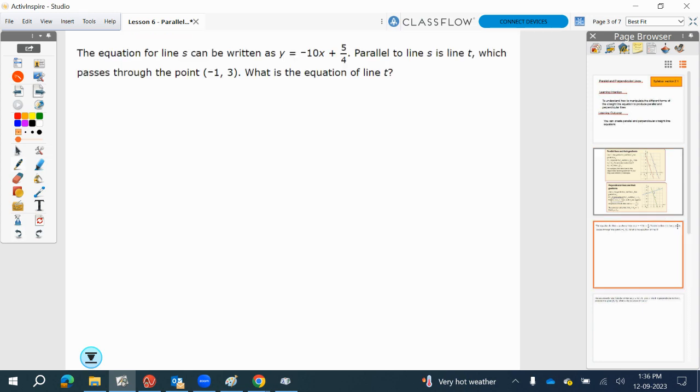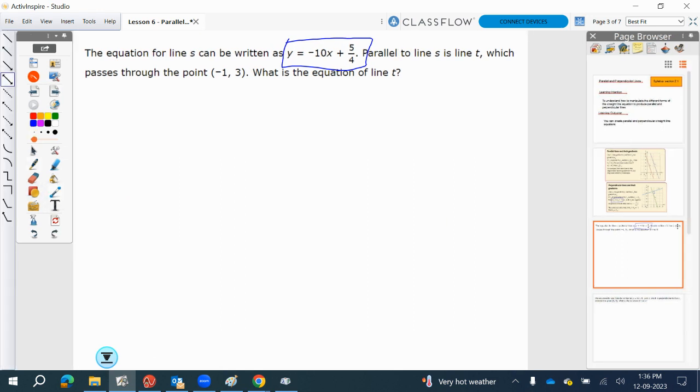So here's your typical problem. We have line S, which is written here as y is equal to minus 10x plus 5 over 4. We need to find a line parallel to this that passes through a given point. So let's start off with a quick sketch of the problem.